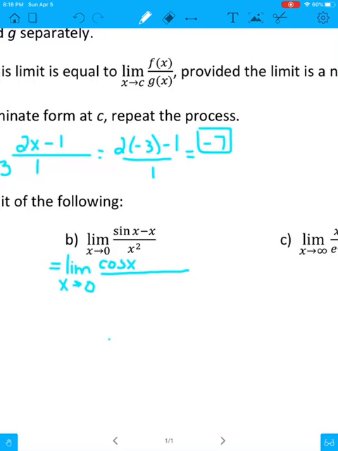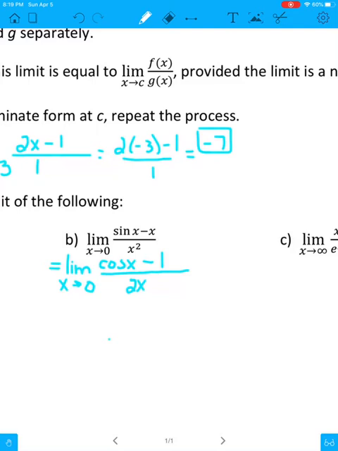The derivative of negative x is negative 1. The derivative of x squared on the bottom is 2x. So as you note here, I'm not doing quotient rule. I'm doing the derivative of the top by itself over the derivative of the bottom. Now if I plug it in, I'm going to get 2 times 0 on the bottom. So I'm going to get 0 in the denominator, which I still can't get.